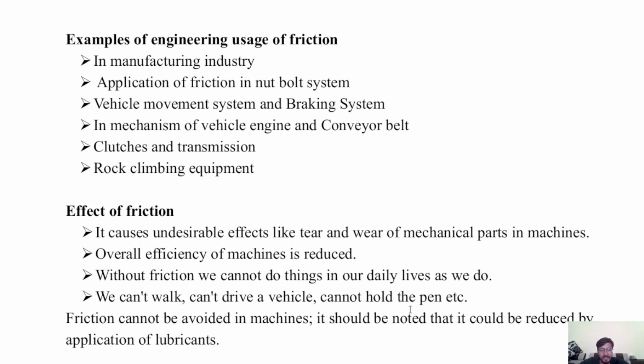In conveyor belt systems, conveyor belts rely on friction between the belt and rollers or pulleys to transport materials efficiently. Engineers design conveyor systems with specific frictional characteristics to ensure smooth and reliable operation in various industrial applications such as manufacturing and logistics.